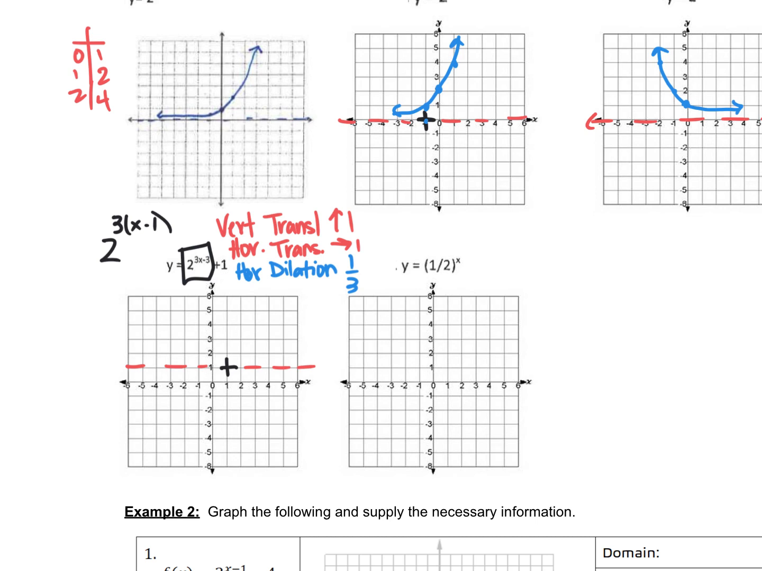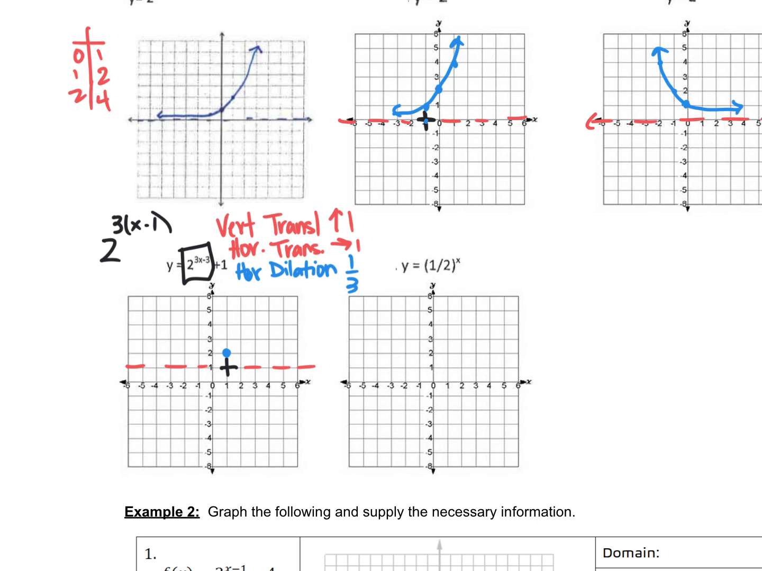Now, if we think about our points that we have to graph, thinking about these originals, we're going to take those x values and divide them by 3. So if I take 0 and divide it by 3, what would I still get? I still get 0. So my first point is still going to be 0, 1 up from that new place where I moved it.